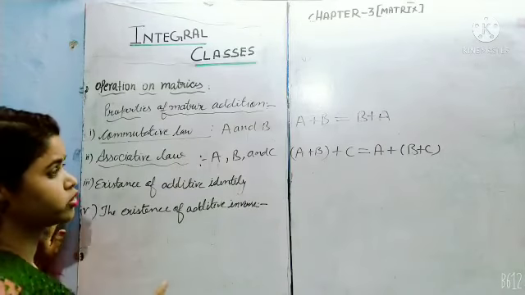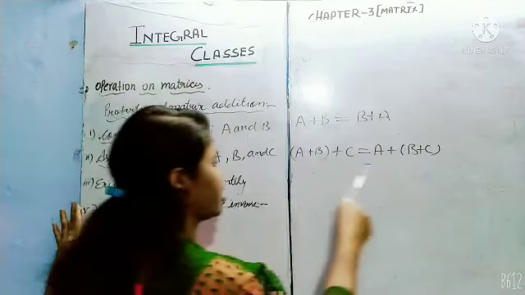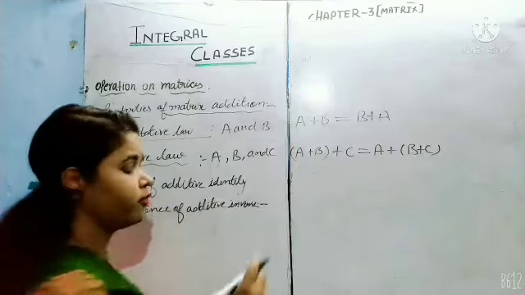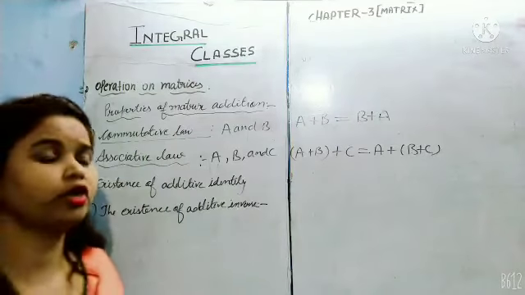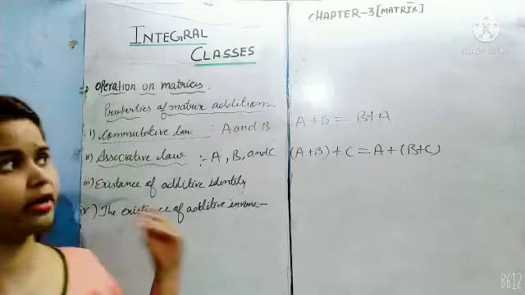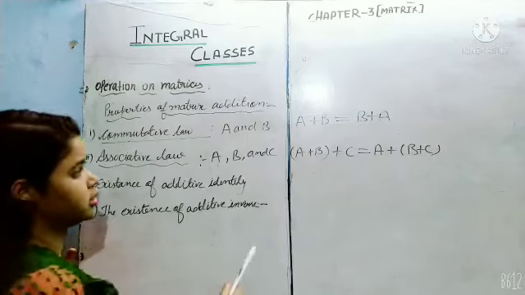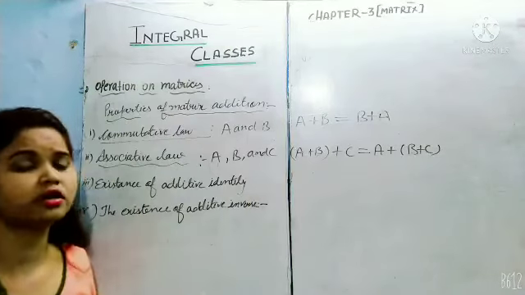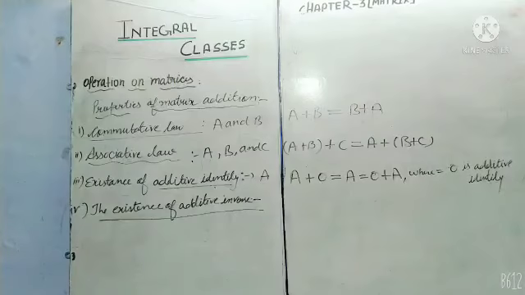One thing more student, all the matrices have the same order, m into n. If we consider A is a 2 cross 2 order matrix, then B and C also have the same order, 2 cross 2.